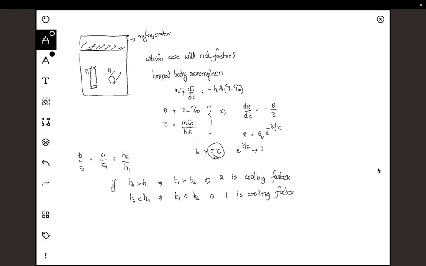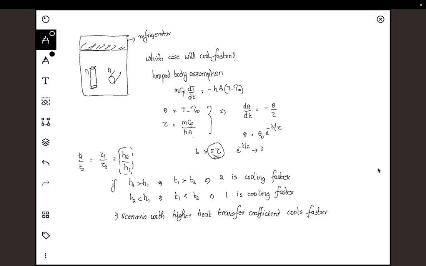So all we need to do is find this value, H2 by H1, and see if that value is greater than or less than 1. Depending on whichever has a higher heat transfer coefficient, all this boils down to is that the scenario with the higher heat transfer coefficient cools faster. It's as simple as that.